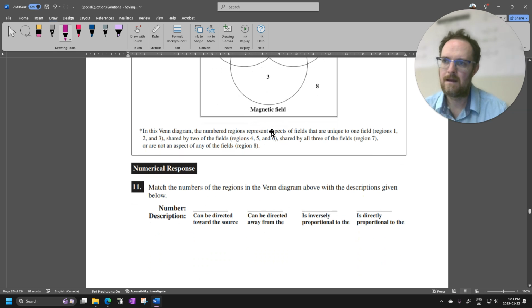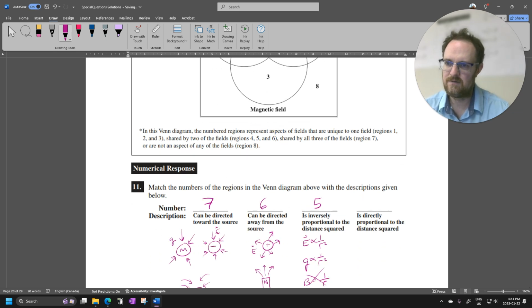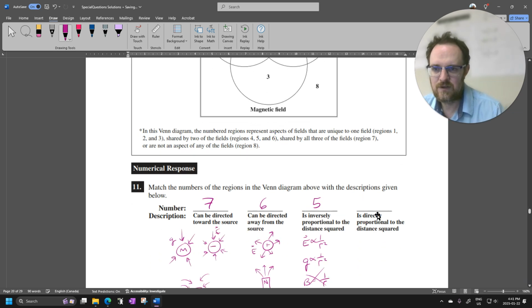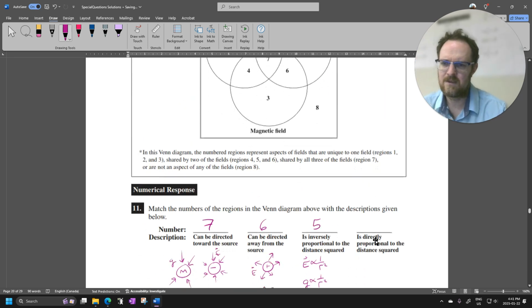So that would just be 5 here, because between gravity and electric. So 5. And directly proportional to the square, distance squared. That wouldn't be the same, right? That's none. So that's 8. Right. It would mean it gets stronger as you get further away, but that's not true.